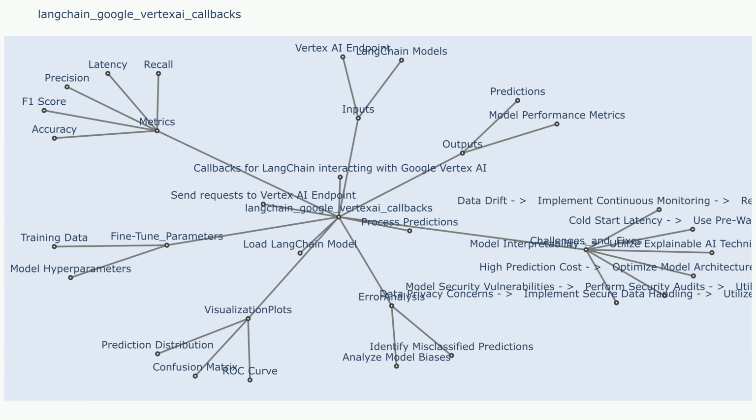Fine-tune parameters: logging level controls the verbosity of the logs. You can choose to log basic information, detailed information, or even debug level information. Metrics collection interval determines how frequently the callback gathers performance metrics. You can adjust this interval based on your needs. Visualization options allow you to customize the visualization plots, such as the types of graphs, colors, and display options.